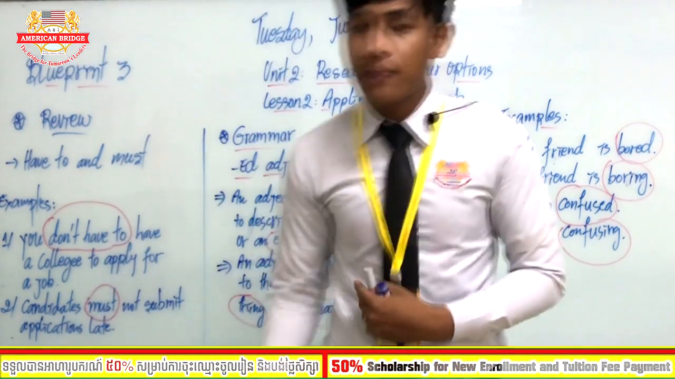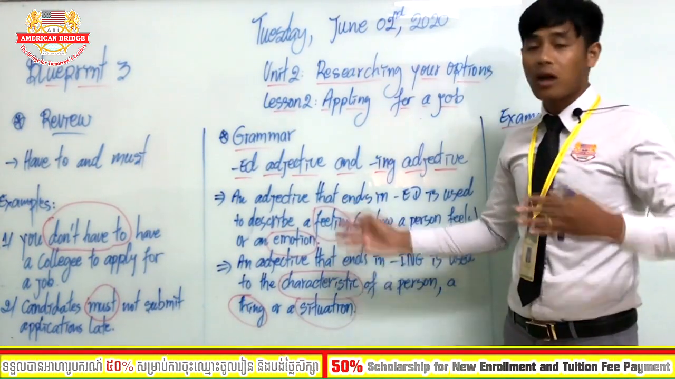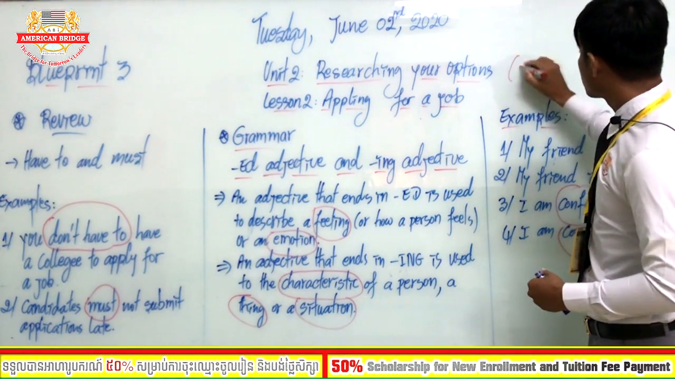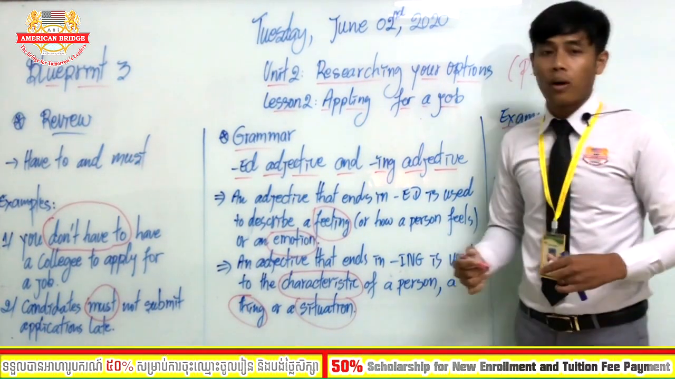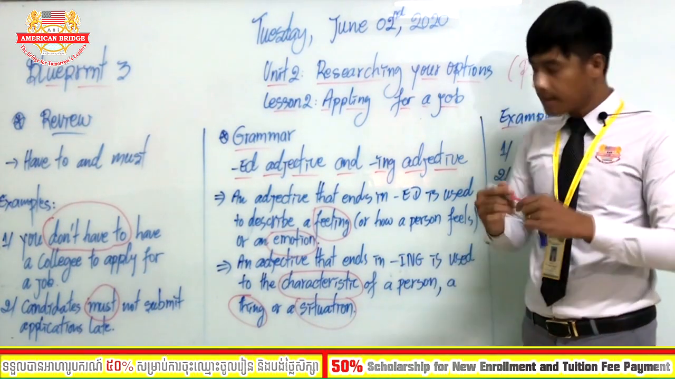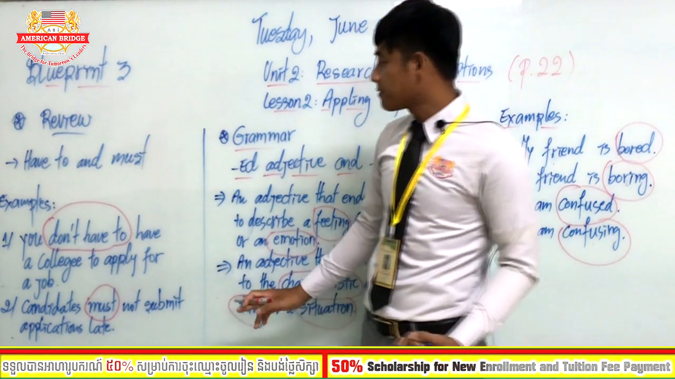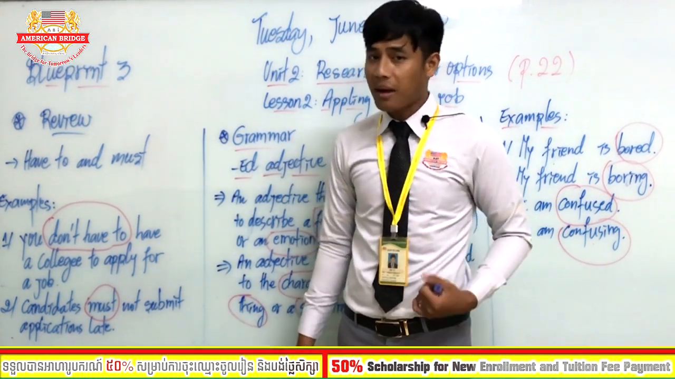If you have a book, open your book to page 22. If you're not sure about the exercise or the points, you can open your book to page 22, then you will see what we are going to learn today. Yesterday we learned about must and have to. Who can tell me the difference between have to and must?